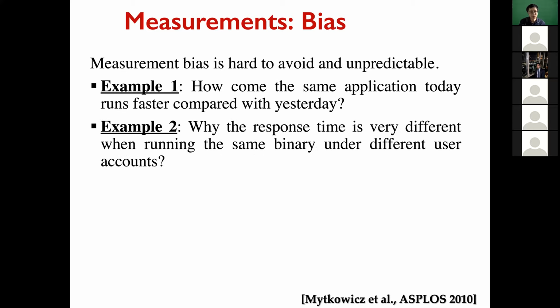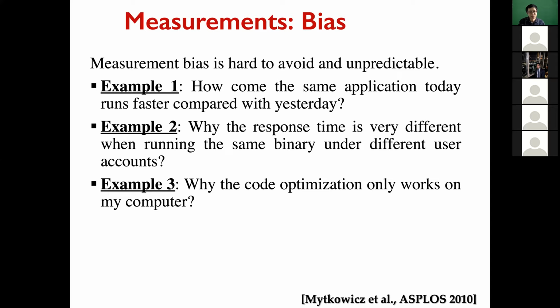The second example is that response time is different. Running the same code under a different user account, the response time is very different. This happens sometimes. The third example is: why does the code optimization only work on my computer? This is another bias. It can happen because there's something special about your computer. For example, your computer uses a certain library, but another computer uses another library, so your code optimization may only work on one computer. So there is a lot of measurement bias.